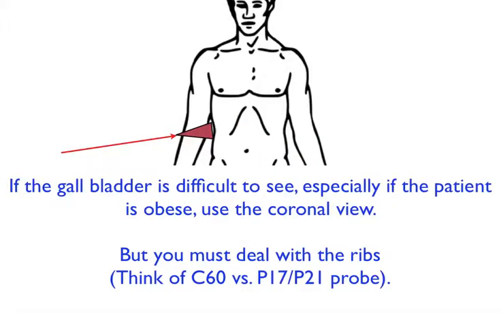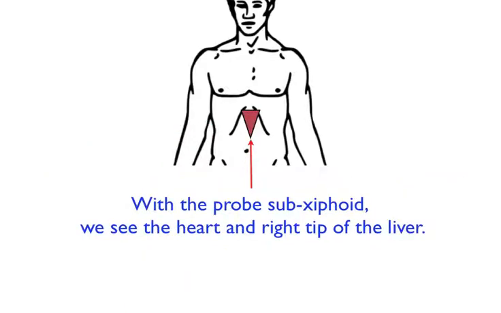In that case, going to the coronal view on the side is particularly useful. Now, when you go to the coronal view, you really need to think about what probes you want to use. I happen to prefer phased array probes for the gallbladder. Many people prefer the C60 probe, the curvilinear probe. But when it comes to doing a coronal view, you're going between the ribs. So the curvilinear probe has a larger footprint and can't fit between the ribs as well. So many people would prefer at this point to switch to the phased array probe, which can more easily fit between the ribs. Your choice, but just remember you have to deal with the ribs if you go to the coronal view. So first we'll start off with a subxiphoid view.